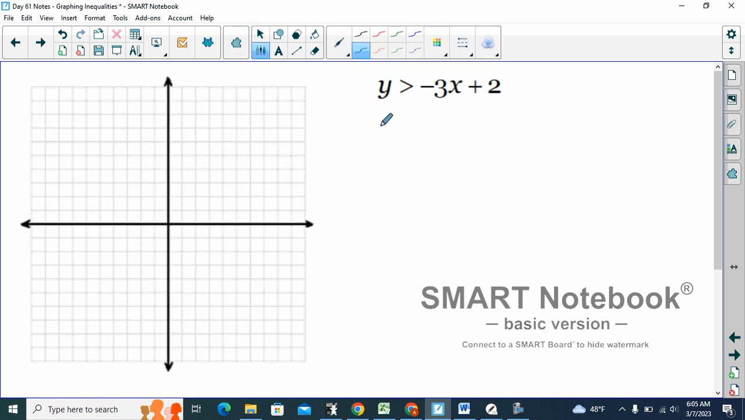This one, y is by itself. This is in slope-intercept form. Remember, slope-intercept form, y equals mx plus b. We always graph the y-intercept first. B is 2. Y-intercept is 2. Slope, m, is negative 3.